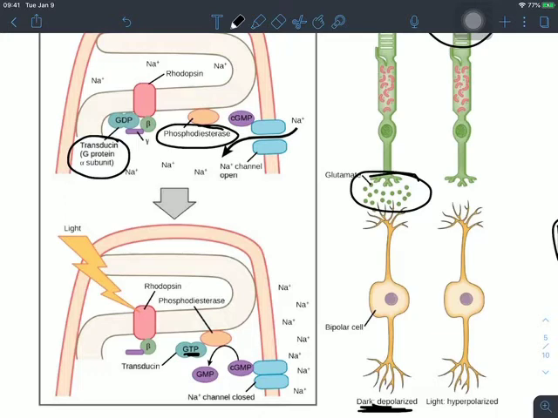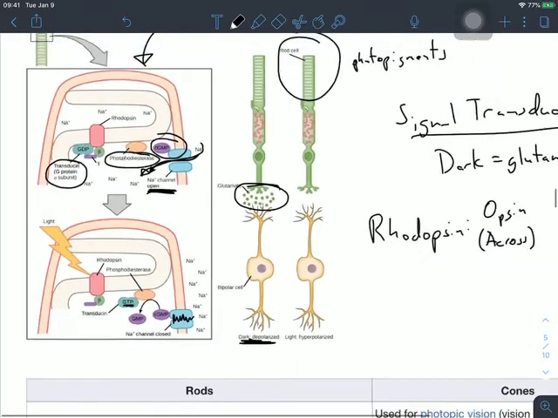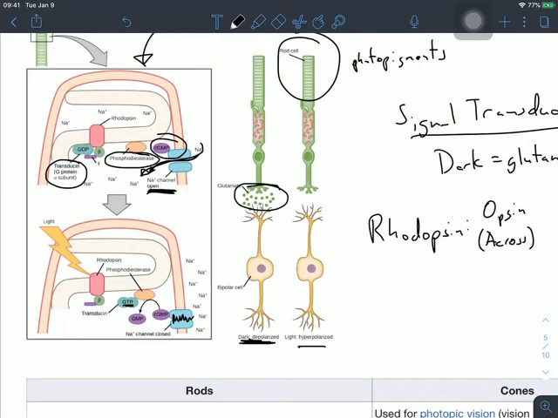off the cyclic GMP that's attached to a protein channel, to a sodium channel protein that causes that sodium to constantly be letting in. And if you cleave off that cyclic GMP signal, you close the channel. When the channel's closed, you cause hyperpolarization. In that hyperpolarization, you're able to detect light and detect quantities of light.